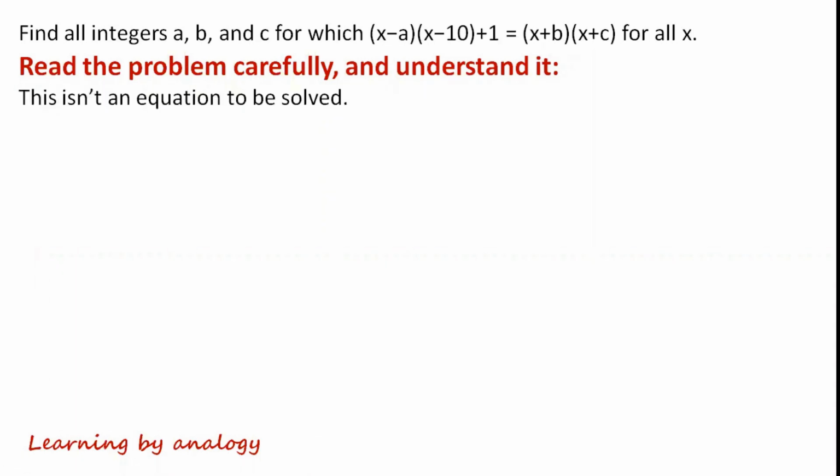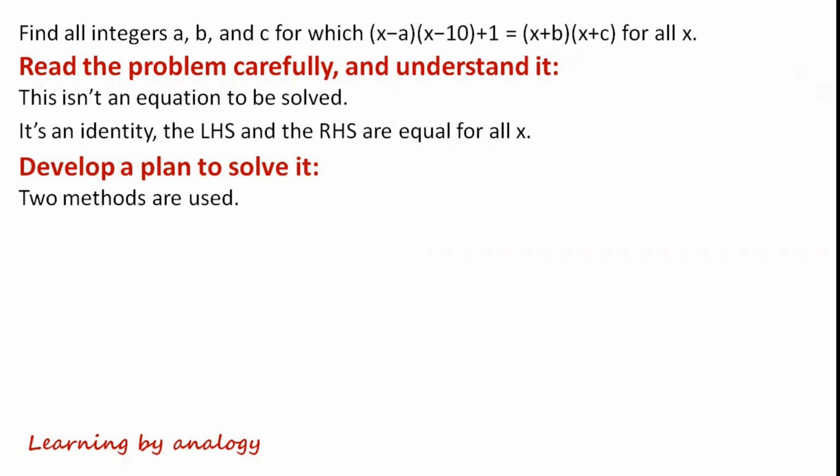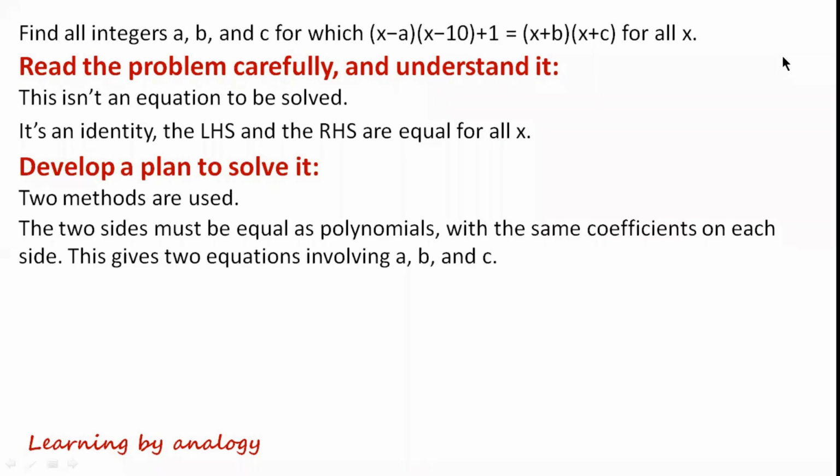This isn't an equation to be solved. It's an identity. The left-hand side and the right-hand side are equal for all x. Two methods are used. The two sides must be equal as polynomials with the same coefficients on each side.